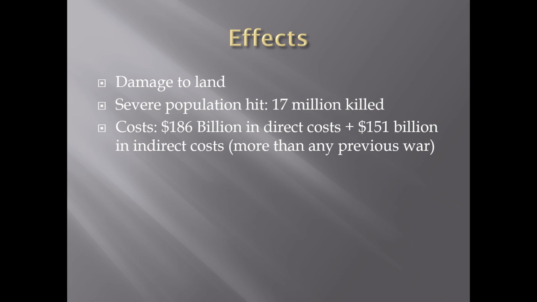Right? So direct cost is like, I blew up this building, it has to be replaced. Indirect cost is things like trade was disrupted, so we lost sales. In today's money, that's over $700 billion.